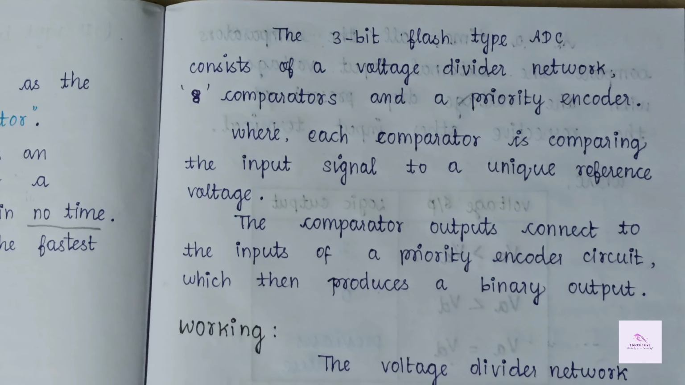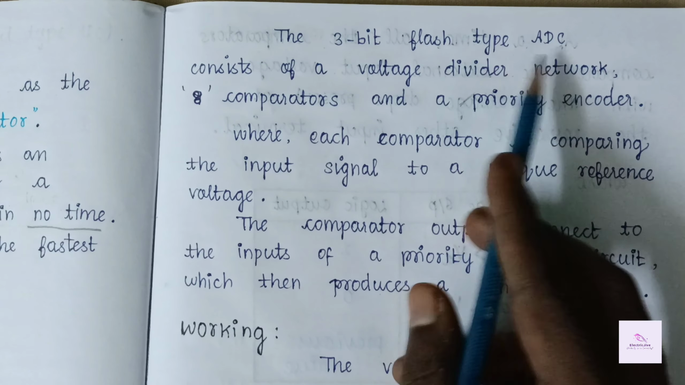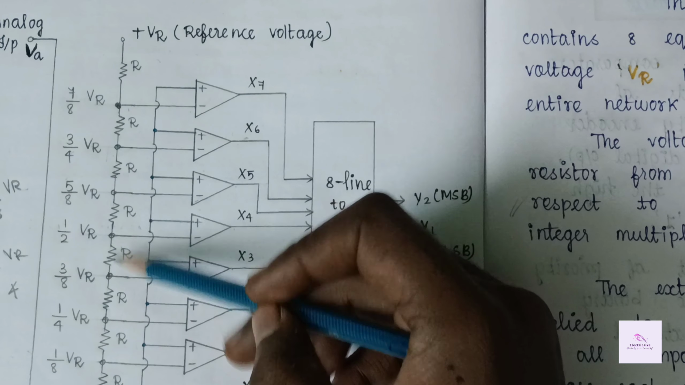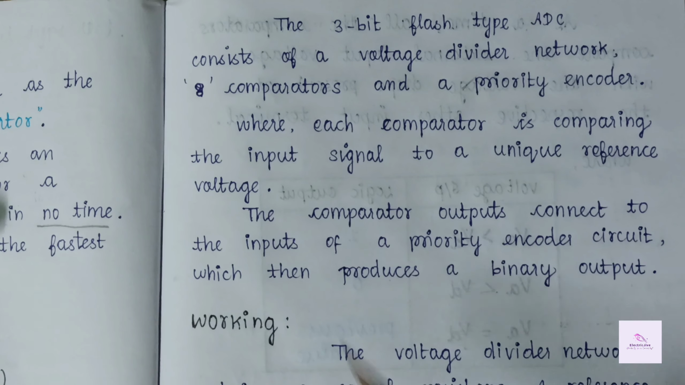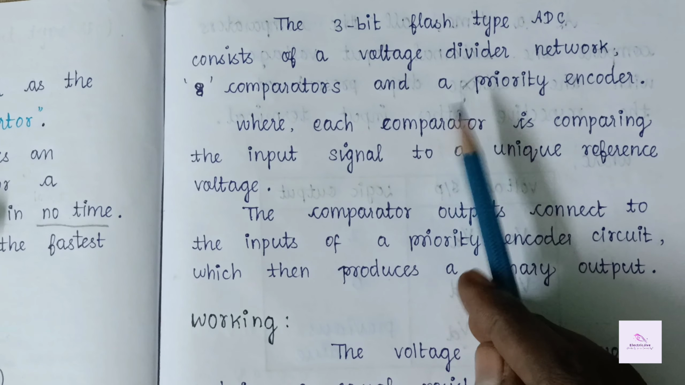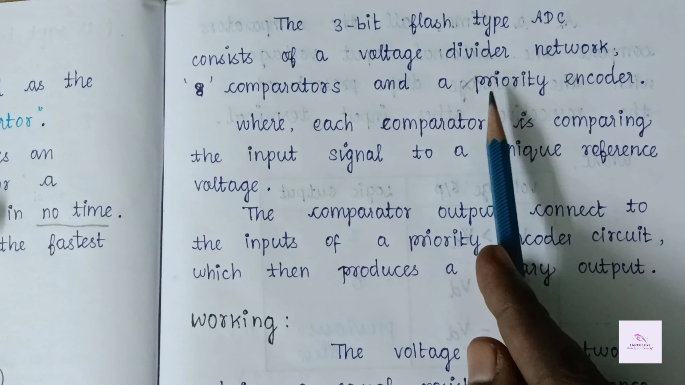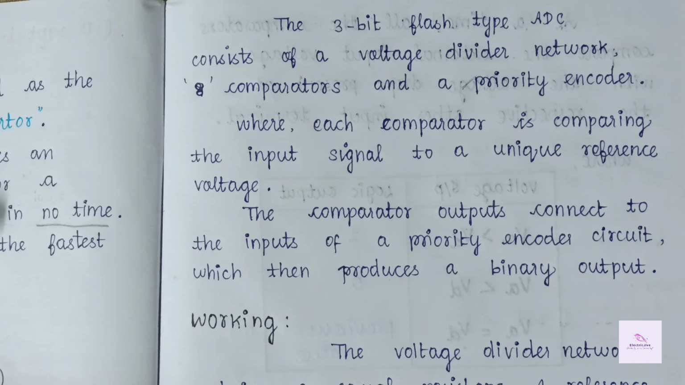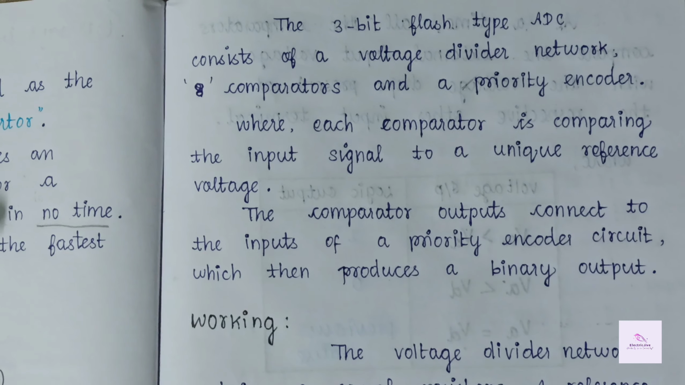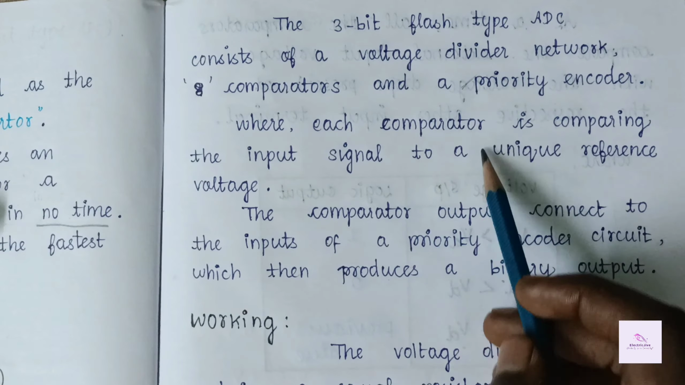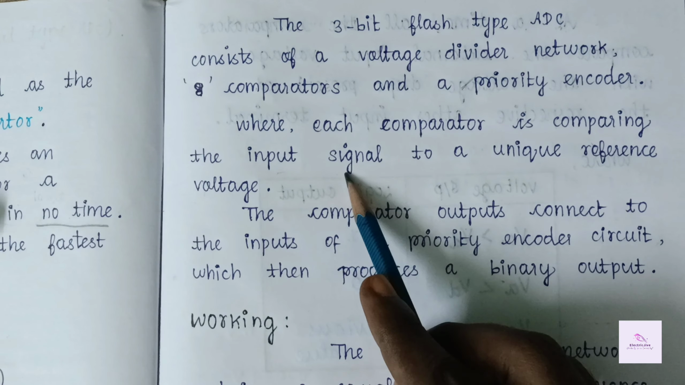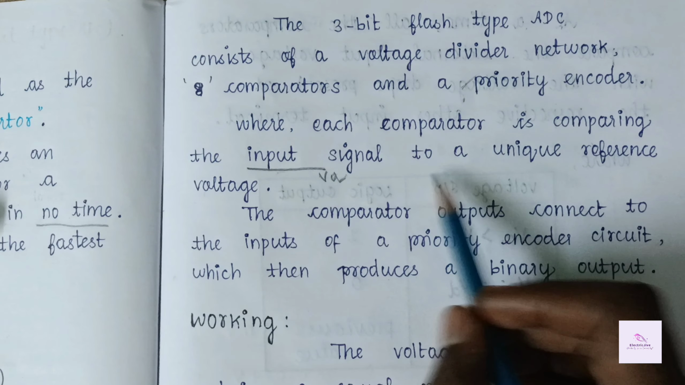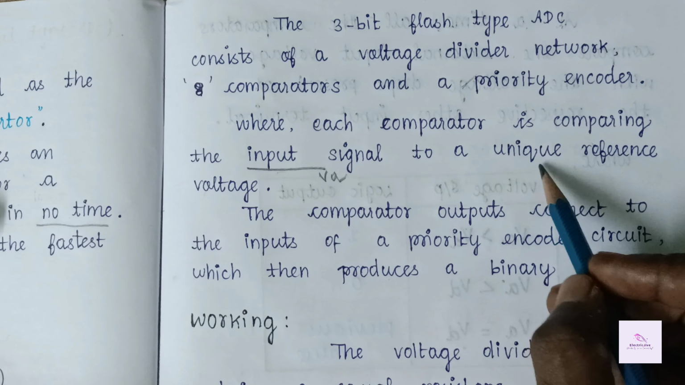Let me explain the construction in detail. It is a 3-bit flash type ADC, consisting of a voltage divider network. This is the voltage divider network, and it uses 8 comparators and a priority encoder. Okay, where it is an 8 to 3-bit priority encoder. If they ask to draw a 2-bit priority encoder, we have to reconstruct the diagram for our use. Okay, where each comparator is comparing the input signal. The input signal is an analog signal, VA. Here VA is the input signal compared to a unique reference voltage. The unique reference voltage is VR.